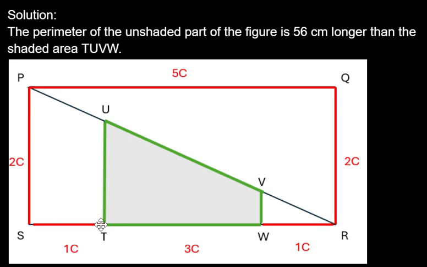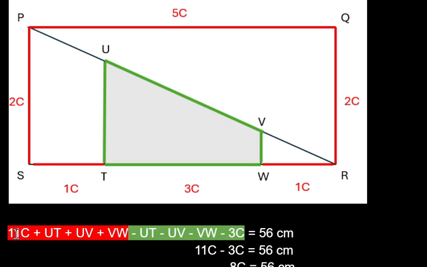So I repeat, the unshaded perimeter is 1C plus 2C plus 5C plus 2C plus 1C plus VW, UV, and UT. Written as a formula, if you add up, it is 11C plus UT plus UV plus VW. So this is referring to the three sides. The perimeter of the shaded area is actually these four sides: 1, 2, 3, 4, which is UT, UV, VW, and 3C.